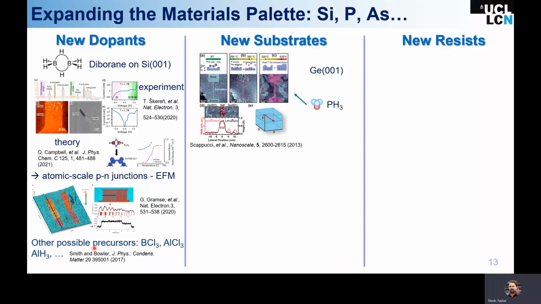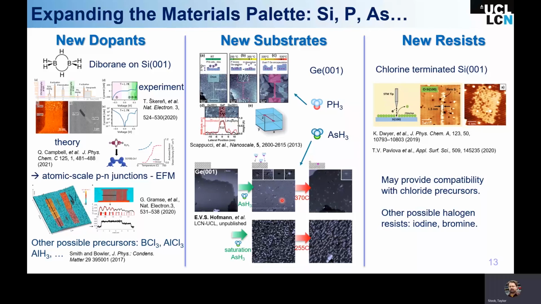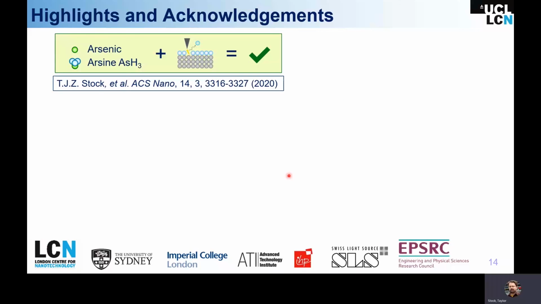UNSW initially, shortly after developing the process for silicon, also did it for germanium using phosphorus and demonstrated full device fabrication. We, in our group, have recently been working on introducing arsine to germanium, and this is work led by PhD student Emily Hoffman. And so far, she's demonstrated the first few criteria in that the arsine dissociates, incorporates, and also provides a usable self-terminating saturation layer. Finally, there's work on new resists, and these are focusing on halogens. And so far, it's demonstrated you can use a chlorine resist in place of the hydrogen resist with a few important differences.